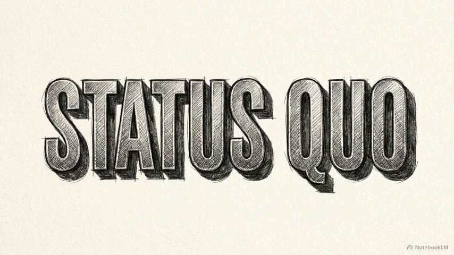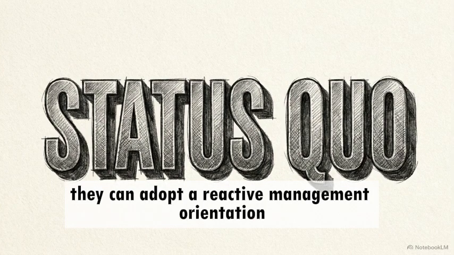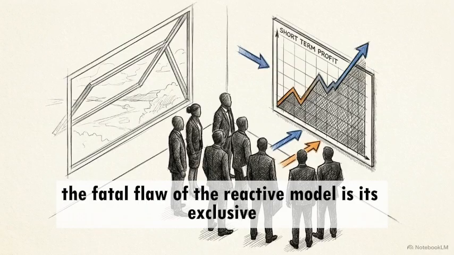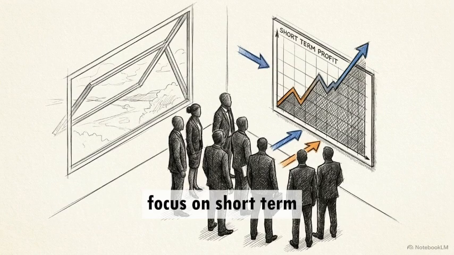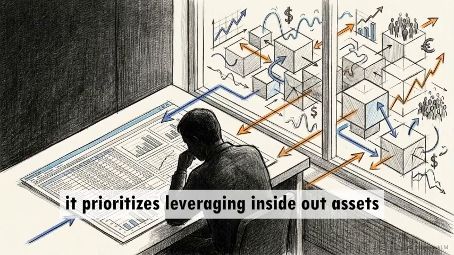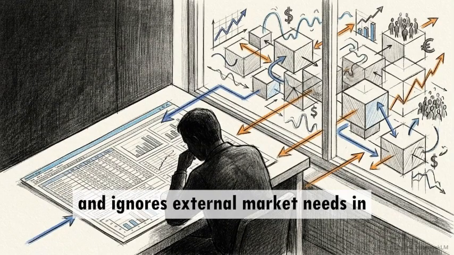When a leadership team processes data, they can adopt a reactive management orientation. The fatal flaw of the reactive model is its exclusive focus on short-term shareholder value. It prioritizes leveraging inside-out assets and ignores external market needs.